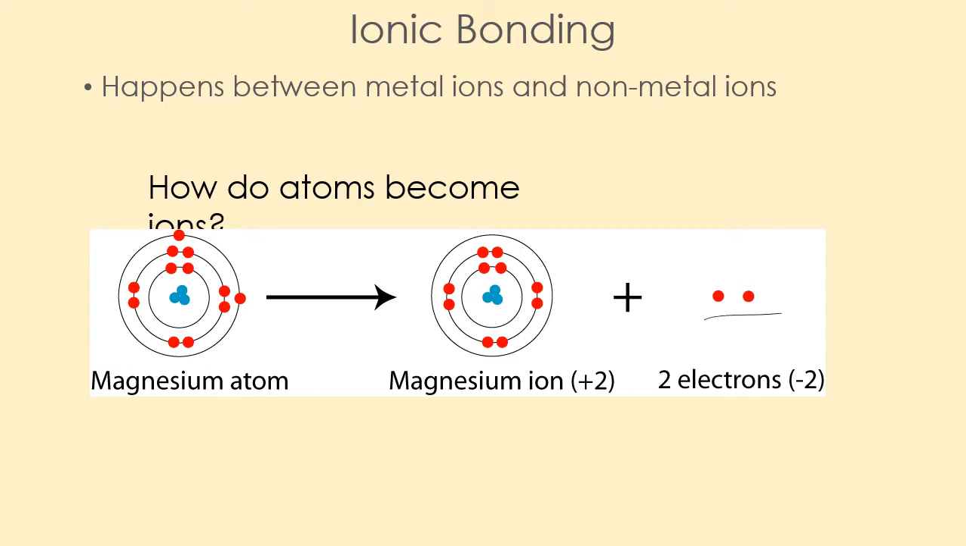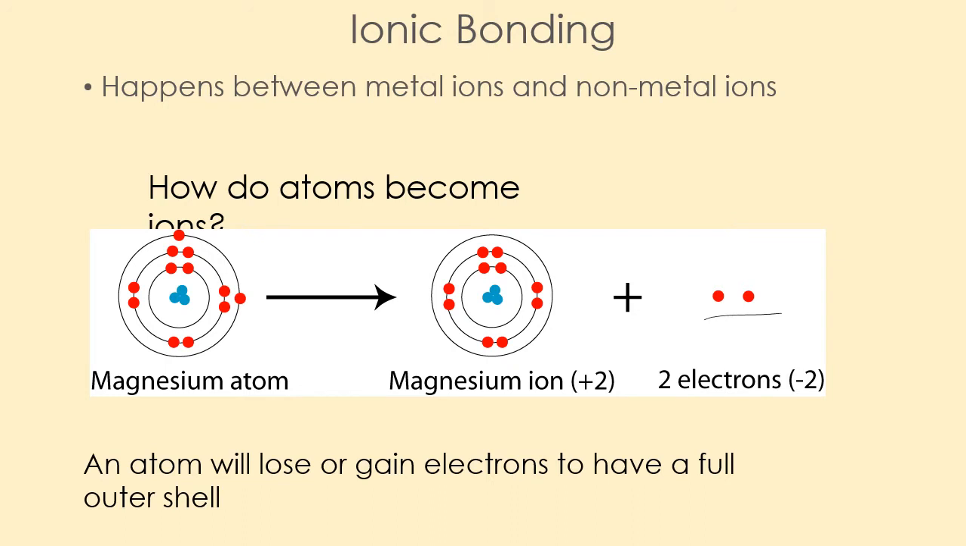a -2 charge. And what is happening is each atom will either lose or gain electrons to have a full outer shell. We can see that magnesium has lost 2 electrons to have a full shell. There'll be no point in it losing 1 because it would still have an electron in that outer shell. It wants to have a full outer shell.